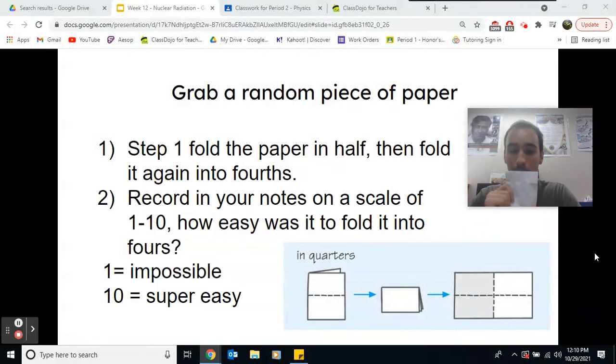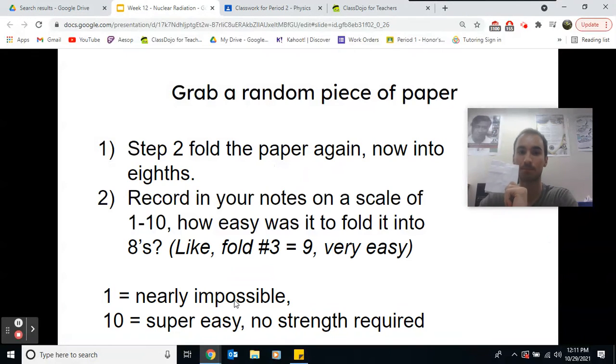Okay? Write in your notes, how hard was that? How hard was it to get it like this? 1 impossible, 10 super easy. Okay? Next, do it again. Now fold the paper into eighths. So it's this big. How hard was that on a scale of 1 to 10?